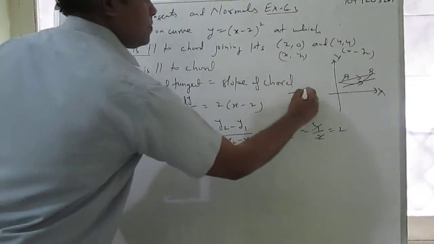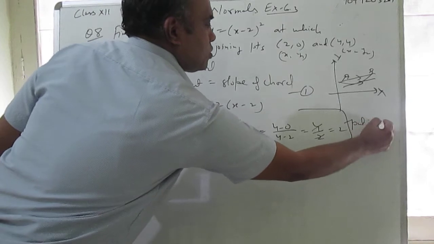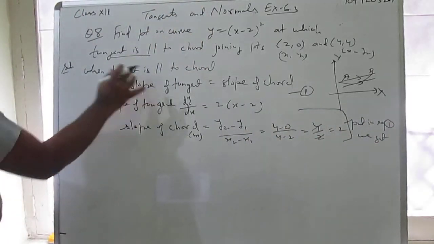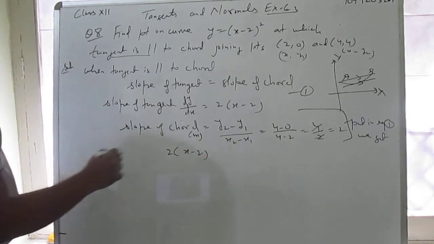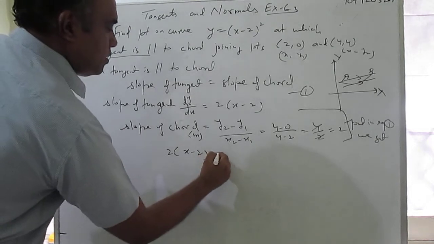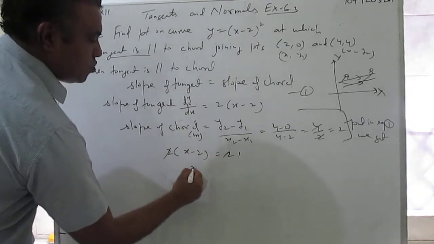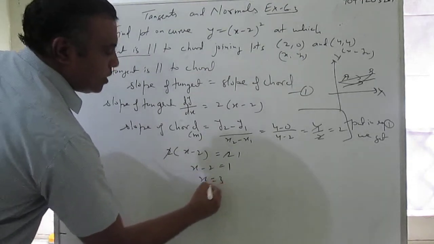Now these two, put in equation 1, we get the slope of tangent 2(x minus 2) and the slope of chord is equal to 2. The 2 will cancel and this is 1. So x minus 2 is equal to 1. So x is equal to 3.